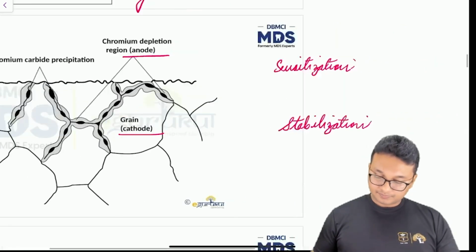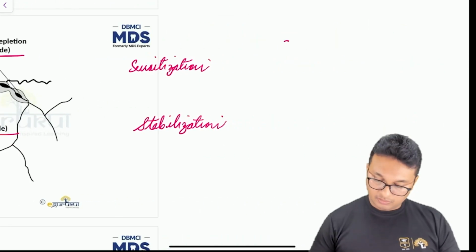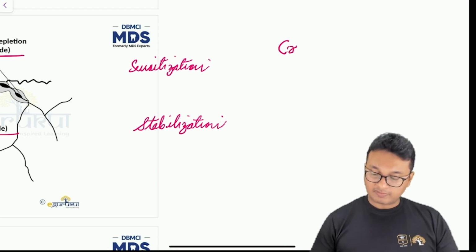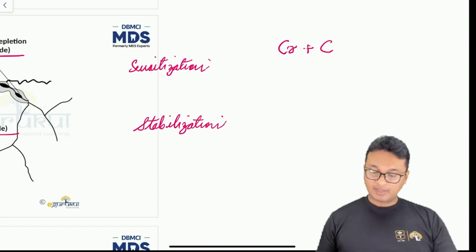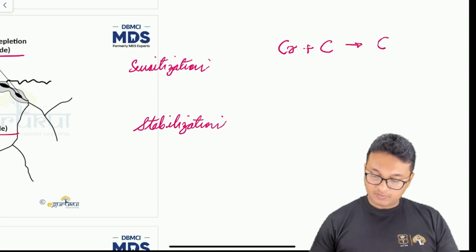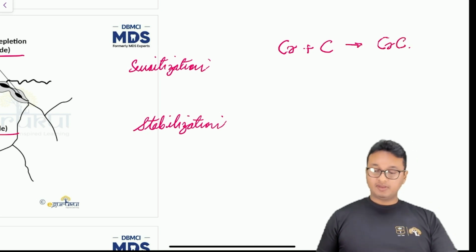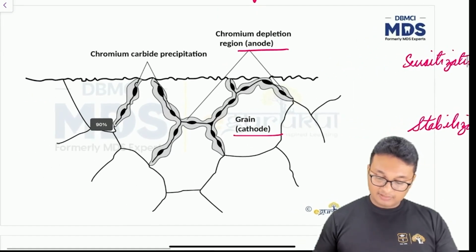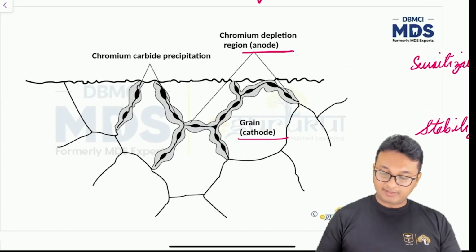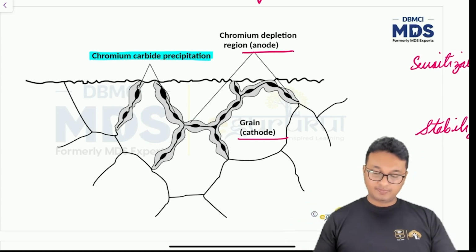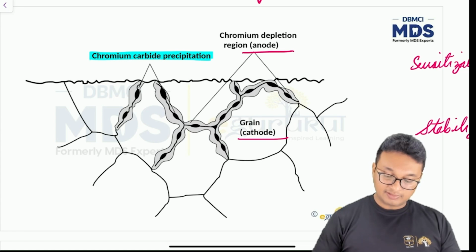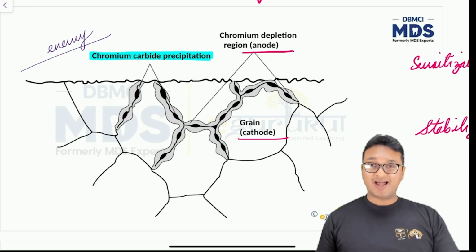Now what happens here? At the grain boundaries, chromium preferentially comes in contact with carbon. You know, carbon is already present in the stainless steel. So chromium comes in contact with carbon preferentially, leading to formation of chromium carbide. Chromium carbide is formed at the grain boundaries. It gets precipitated at the grain boundaries, which reduces the strength of the bulk material. So this chromium carbide is an enemy to the structural integrity of the iron rod.